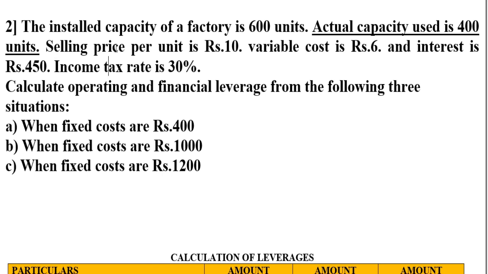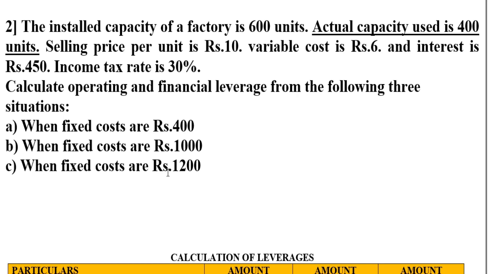Then the selling price per unit is rupees 10, and the variable cost is rupees 6 per unit, and interest is rupees 450, and the income tax rate is 30%. And they ask to calculate operating and financial leverage from the following three situations. What are the three situations here? The first situation is when fixed costs are rupees 400. Next, B, when fixed costs are rupees 1000, and C, when the fixed costs are rupees 1200.